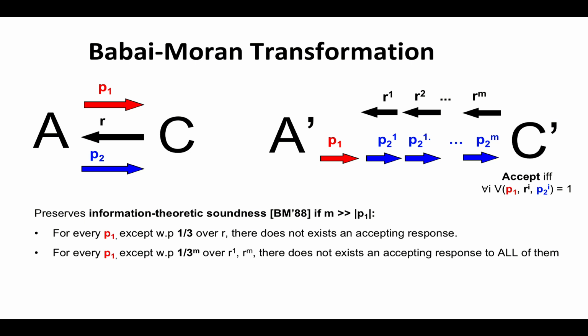In fact, except with probability 1 minus 1/3 to the power of m, there doesn't exist an accepting response to all of them. Right? Because I need to sample this thing. Now, this message needs to be good for this one, this one, this one, this one, and for each one of them, the probability is 1/3.